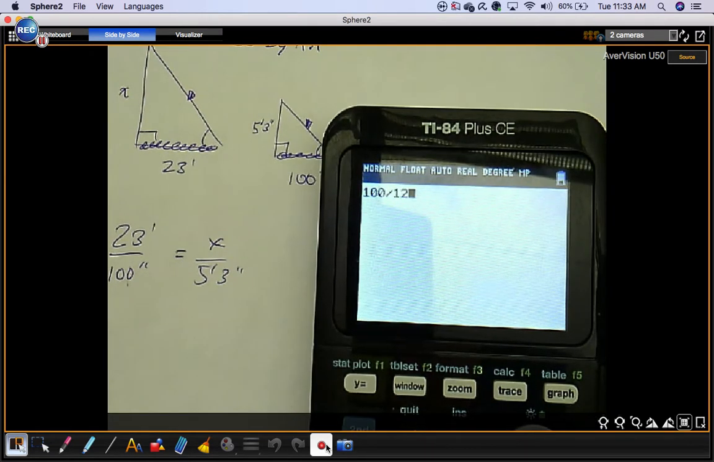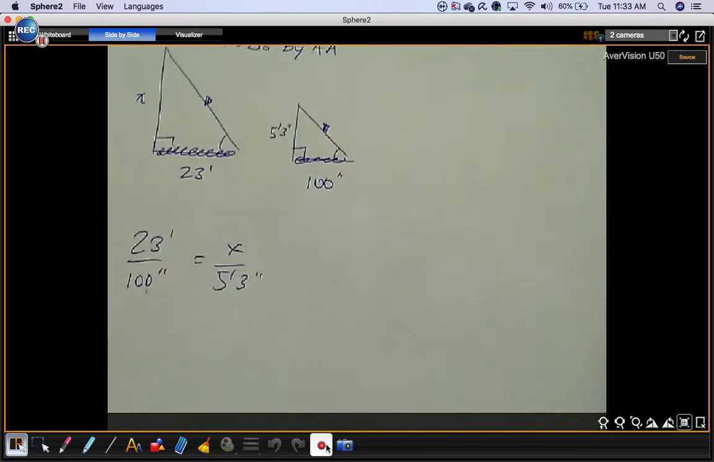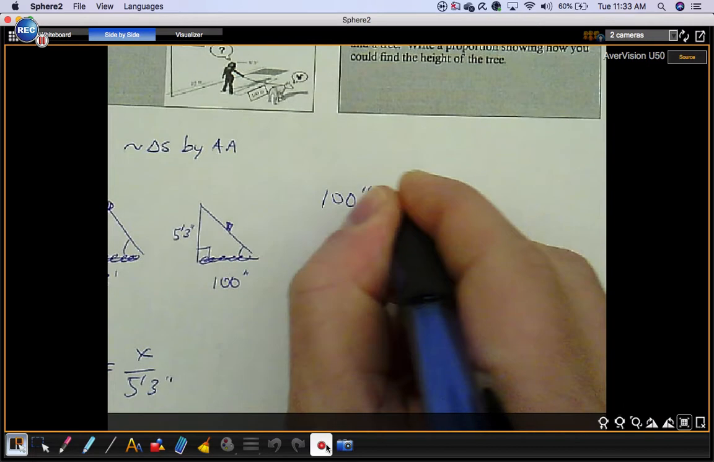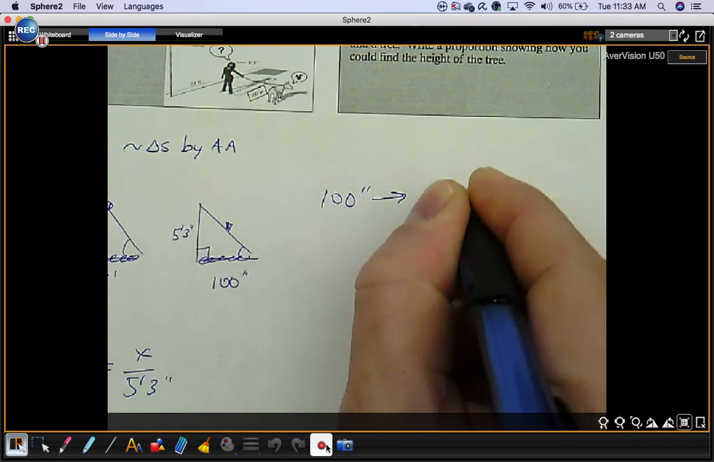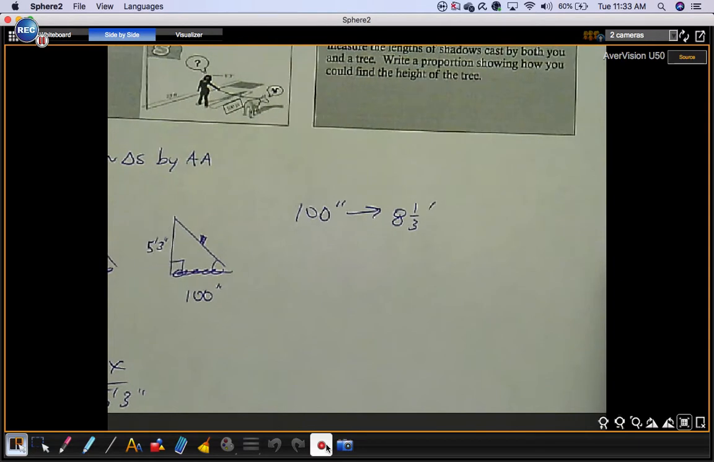I'm going to divide by 12 because I know 12 inches go into 1 foot. So if I have 100 inches, how many feet is that? That's 8.33333 feet. So if I come over here, 100 inches is the same thing as 8 1/3 feet. That 0.3 repeating, that's 8 1/3.